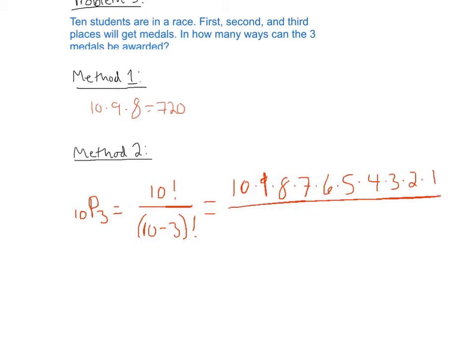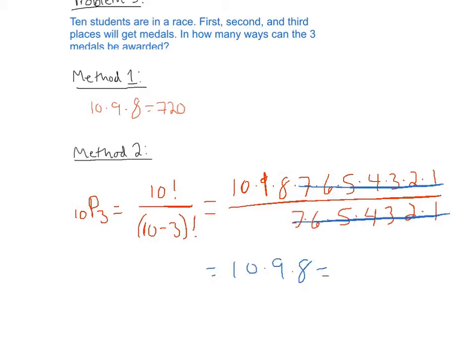Okay, now 10 minus 3 is 7, so we would have 7 factorial in the denominator. So this would be 7 times 6 times 5 times 4 times 3 times 2 times 1. And if you notice, everything from 7 on down will cancel each other out. So these all cancel with everything here, and so we're left with 10 times 9 times 8, which is just what we did in method 1, which would give us 720 again.